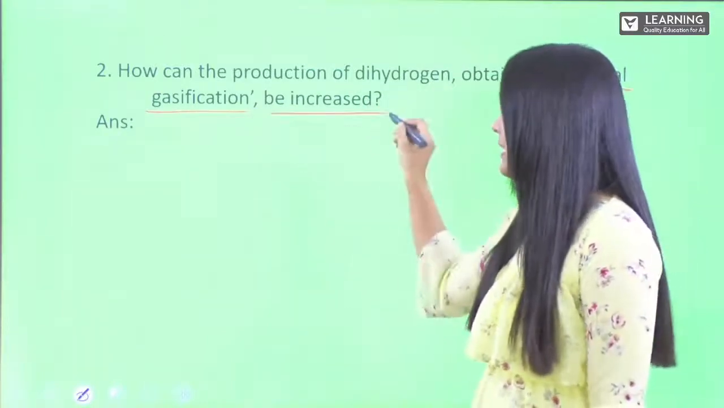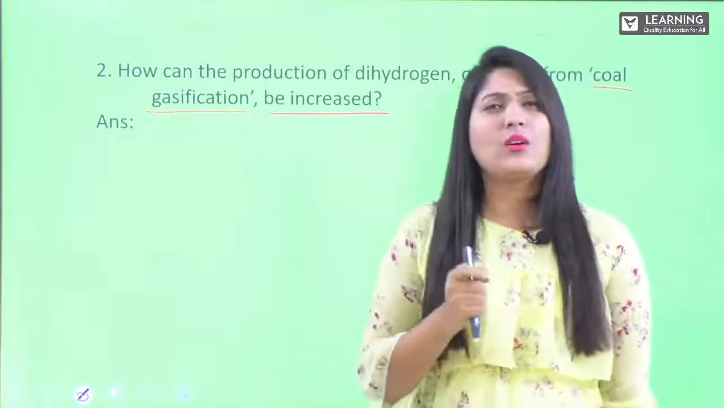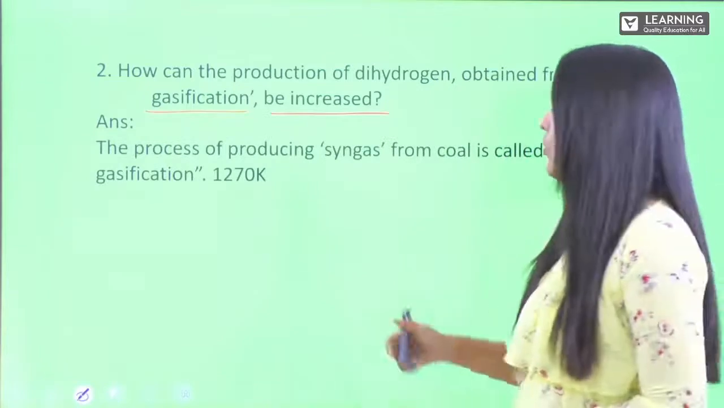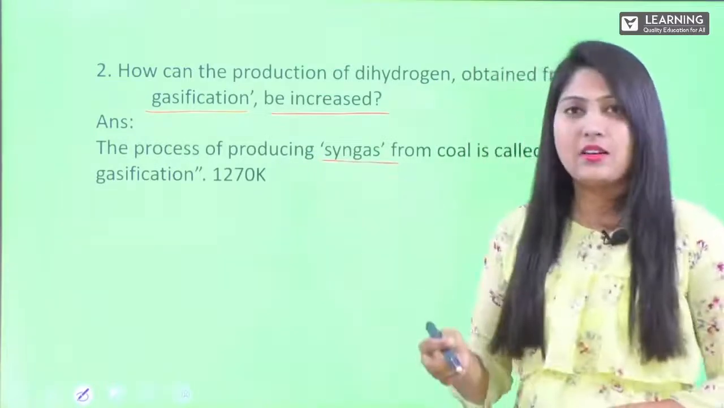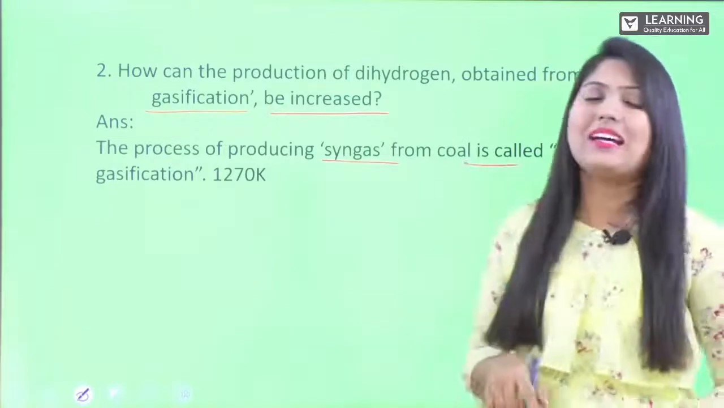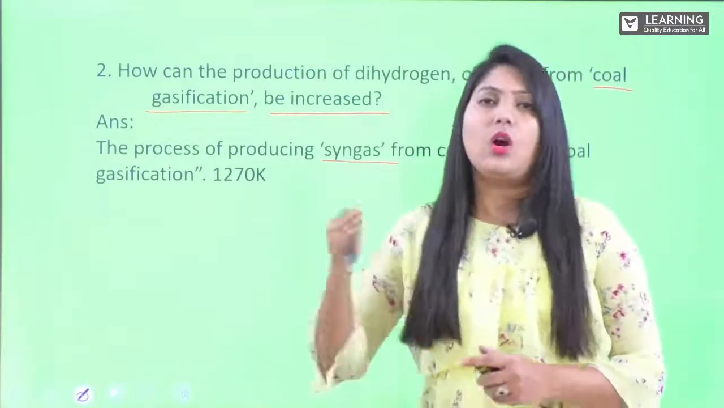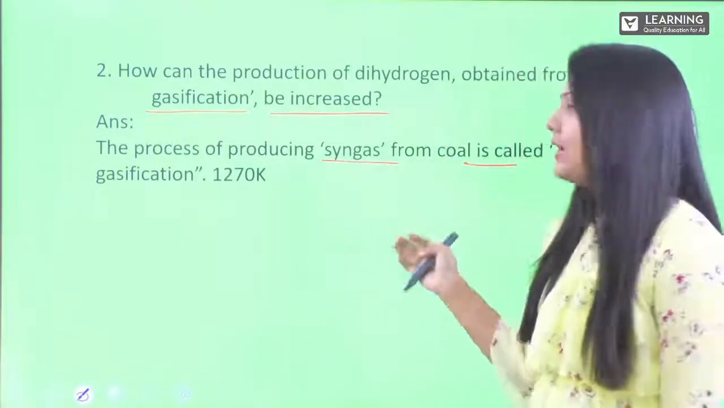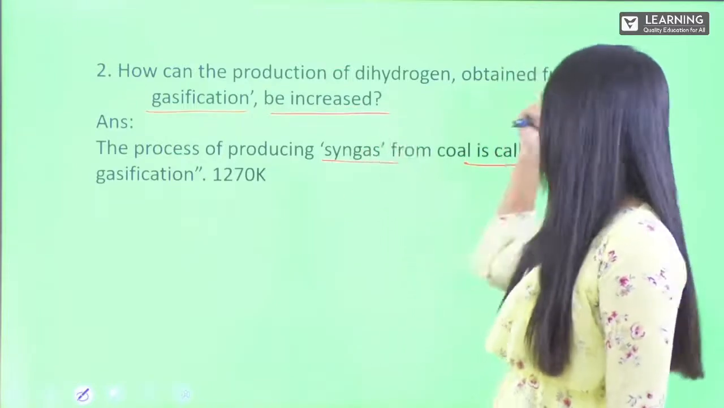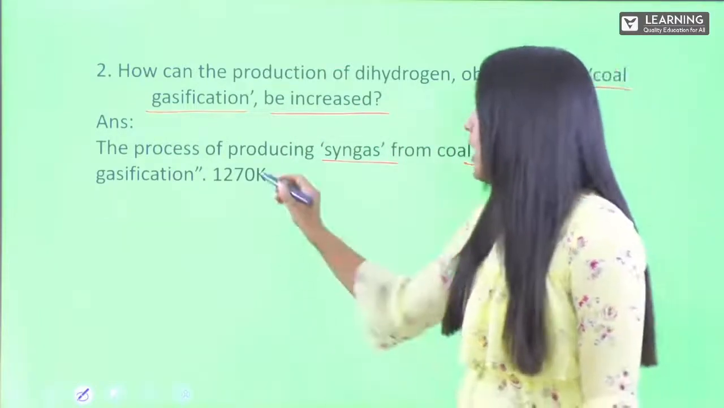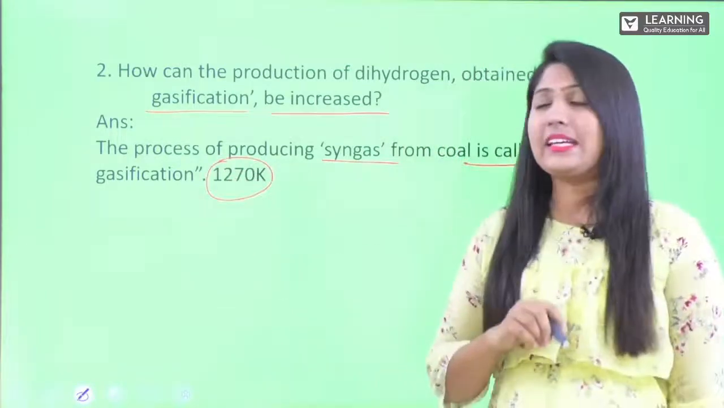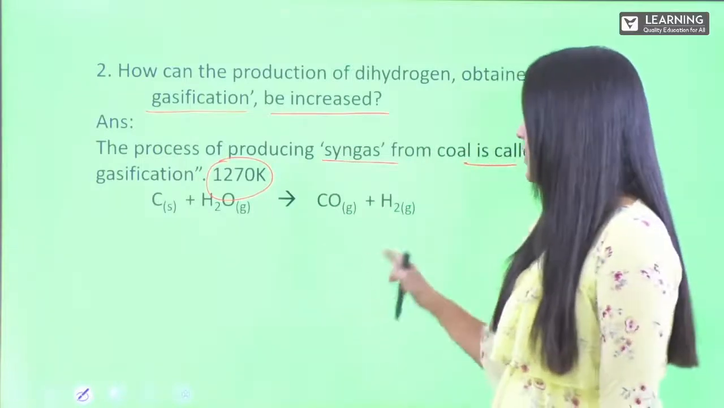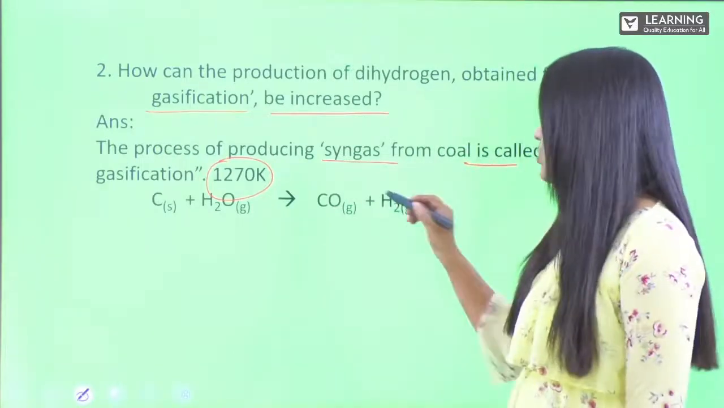How can the production of dihydrogen obtained from coal gasification be increased? So first of all, what is this coal gasification? Students, the process by which syngas is produced from coal is called coal gasification. On destructive distillation of coal, we get the syngas, and that production is called coal gasification. Around 1000 to 1270 Kelvin, we get this reaction where coal is subjected to destructive distillation. We get carbon monoxide and hydrogen gas.